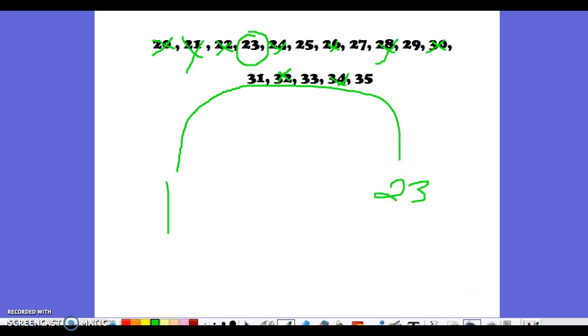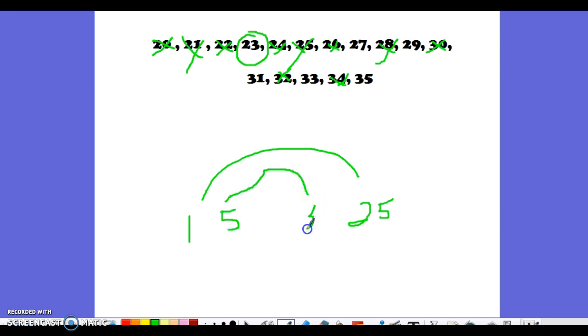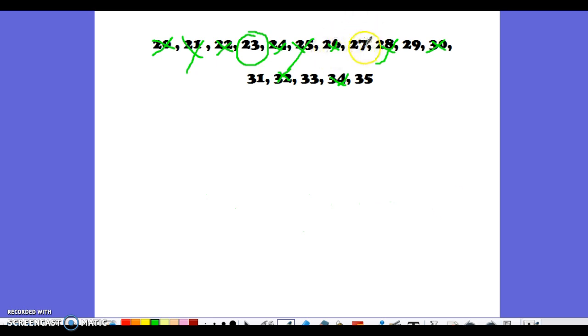So 23 is the first prime number. 25 is not, because not only does 1 times 25 get you 25, but so does 5 times 5, which means it's not a lame-o rainbow. It has more than 2 rings. So it can't be 25. 25 is not a lame-o rainbow.